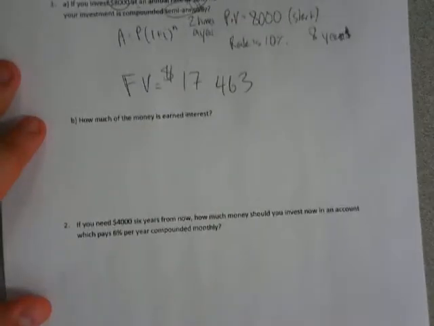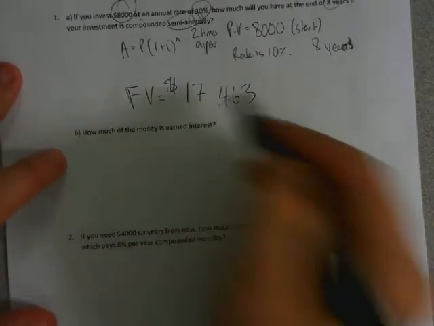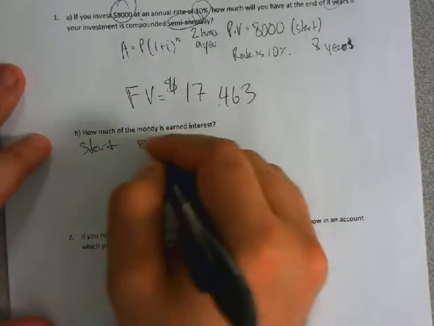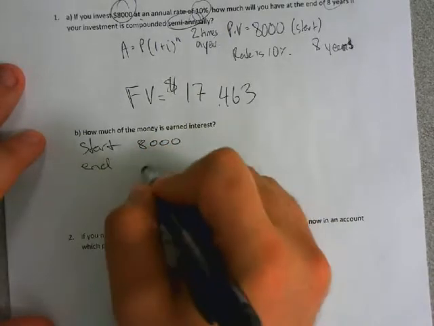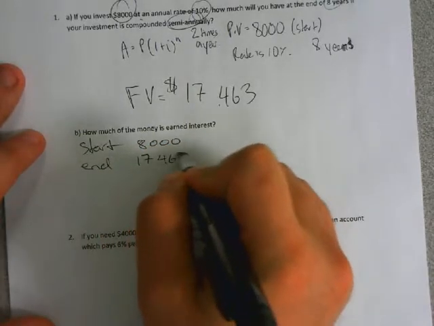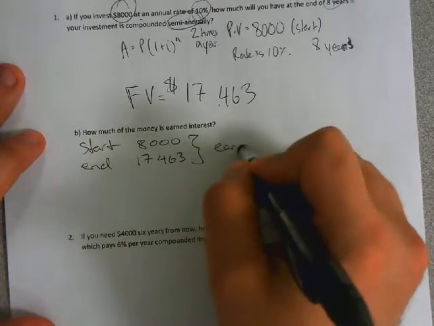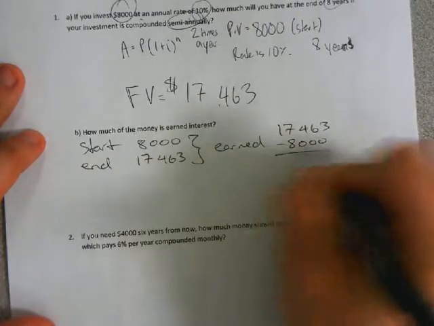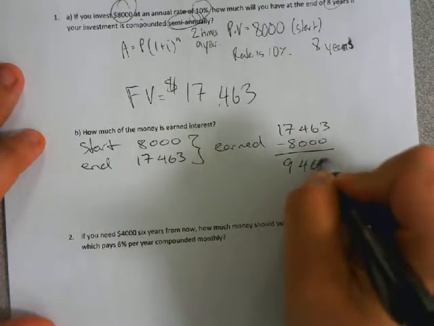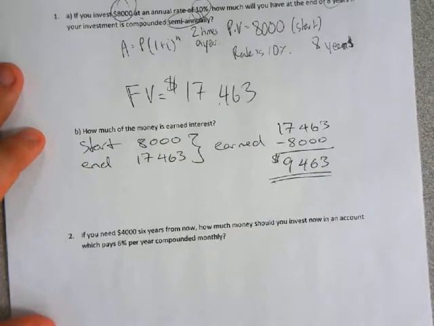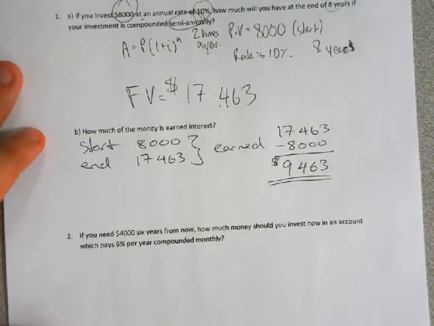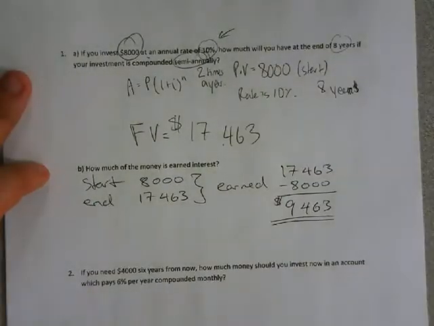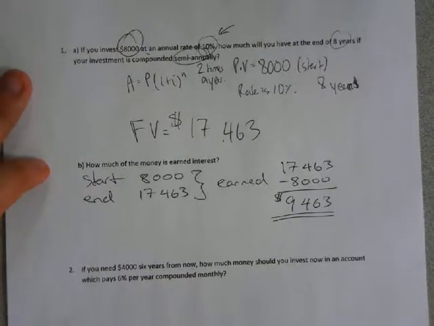Now, the next question says, how much of that money is earned interest? Well, if I started with 8,000 and I ended with 17,463, then I earned their difference. So 17,463 minus 8,000, which means $9,463 in 8 years. Okay? So that's what my investment made. Now that's a lot of money, and a 10% investment is pretty hard to find, but you can find it if you play your cards right.